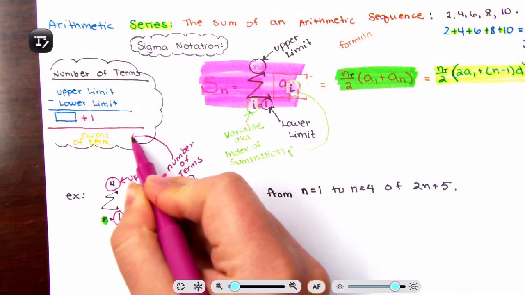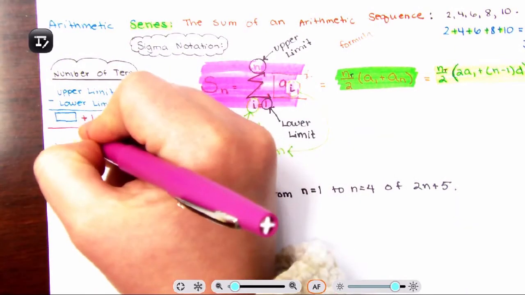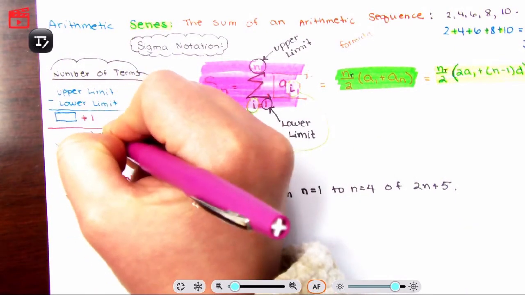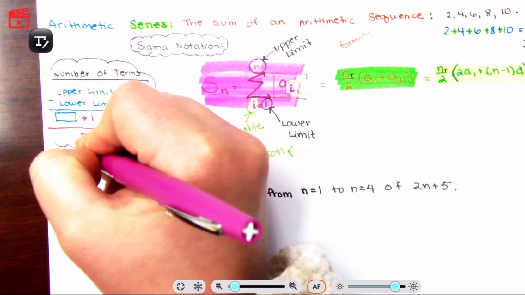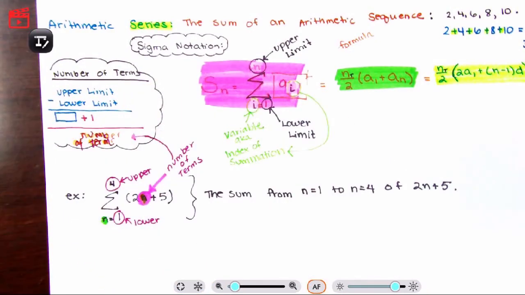Okay, so let me point that in here. How do you find your number of terms? You take your upper limit minus your lower limit. Whatever number you get, you're going to add 1 to that, and that equals your number of terms. Let me actually write that up. That's your number of terms. I don't think I made that any better, but that's your number of terms.